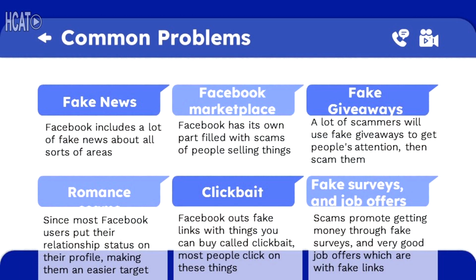Okay, so common problems with Facebook, like any other social media: fake news. There's a lot of fake news associated with Facebook. Facebook has its own marketplace where you can buy or sell things. That's always a place where you should research if you do want to buy things. Fake giveaways. Facebook will offer a lot of giveaways that, once you click on the link, will lead to a scam, so just be cautious of that. Romance scams, since in your bio you have the option of putting in your relationship status, which makes some people an easier target for romance scams.